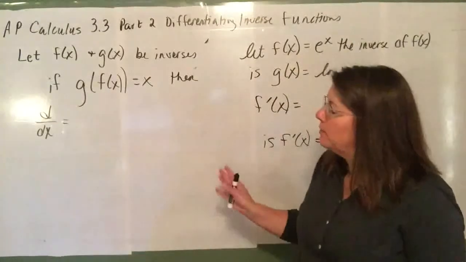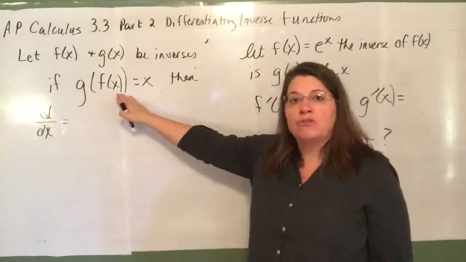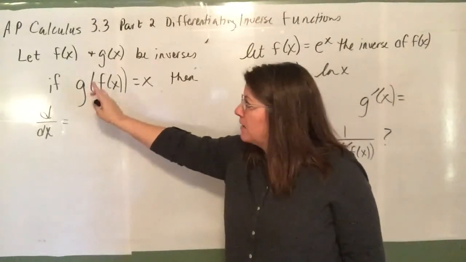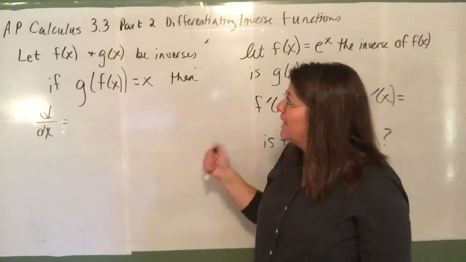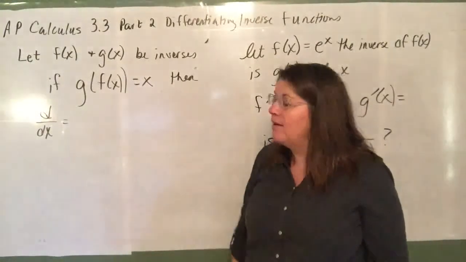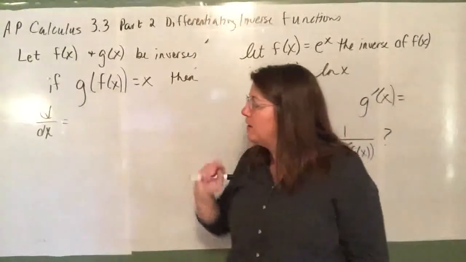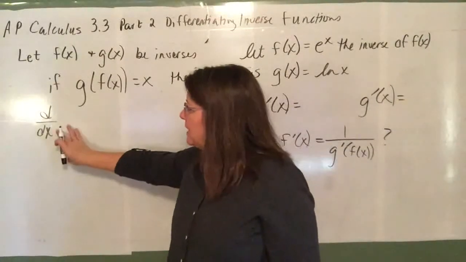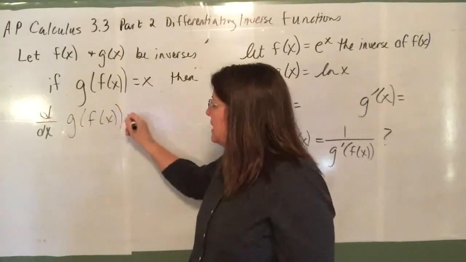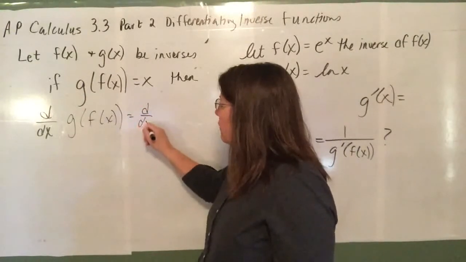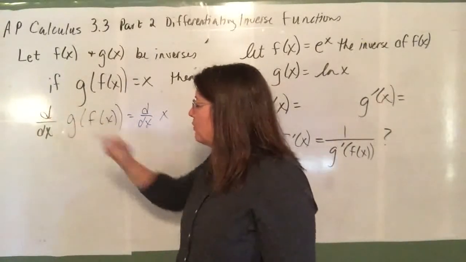Because we know from our knowledge in Algebra 2 and in pre-calculus, if f and g are inverse functions, then the composite function g of f of x has to equal x. Then if we're trying to find the derivative of that inverse function, we're going to do the derivative of the left side and set it equal to the derivative of the right side and see what the derivative of that inverse function is.